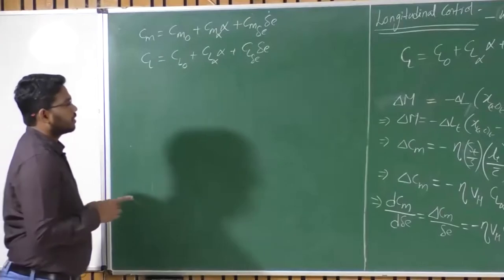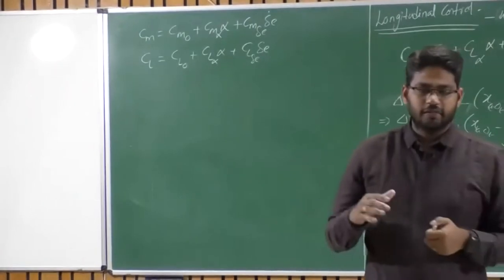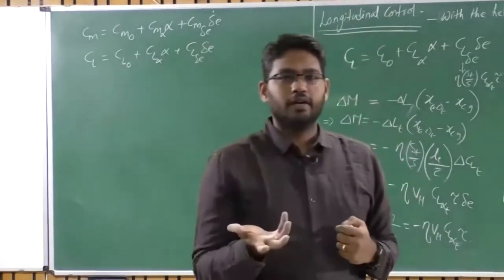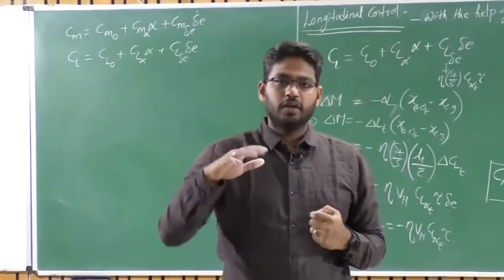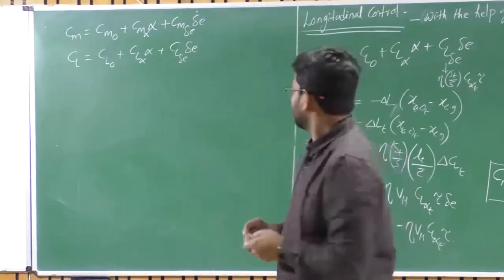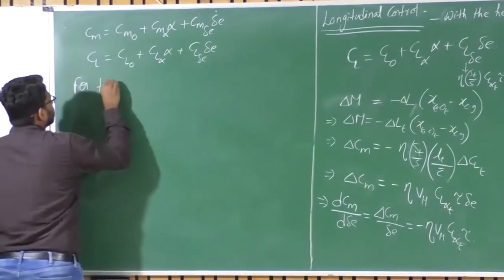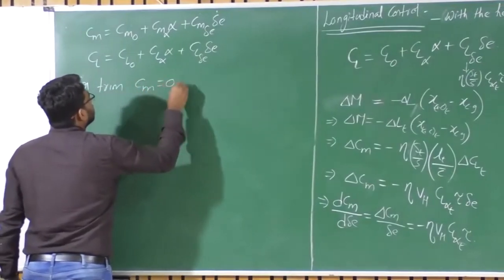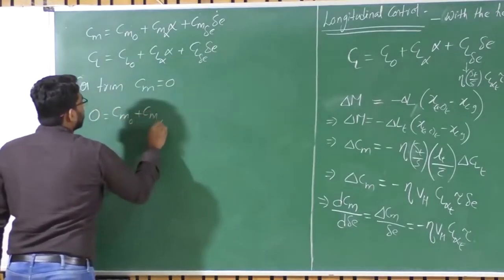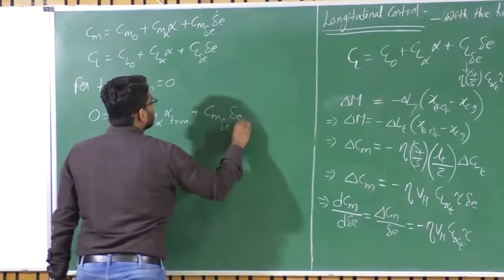Now we are talking about how to change angle of attack from one trim condition to the other trim condition. Or let us say if I want to trim the aircraft at a certain angle of attack, what should be the corresponding elevator deflection that I require to trim the aircraft at that particular alpha trim. Okay. That means for trim, Cm is 0, right? So if you substitute that there, what I have is Cm naught plus Cm alpha times alpha trim plus Cm delta E times delta E trim.